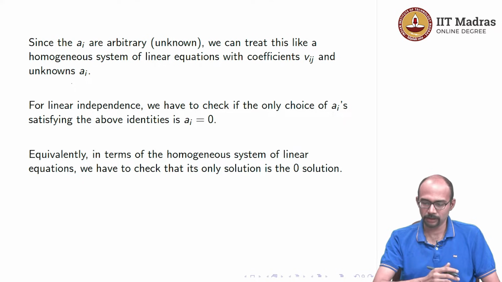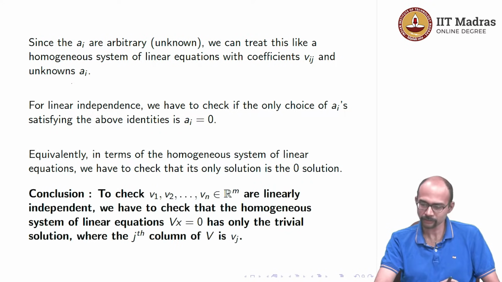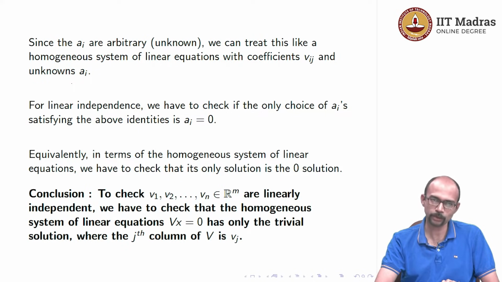So, equivalently in terms of the homogeneous system of linear equations, we have to check if the only solution is the zero solution, meaning each of the ai's is 0. So, the conclusion here is, this is the main point: to check if V1, V2, ..., Vn in Rm are linearly independent, we have to check that the homogeneous system of linear equations Vx = 0 has only the trivial solution, meaning the solution where x is 0. That is what we have to check.